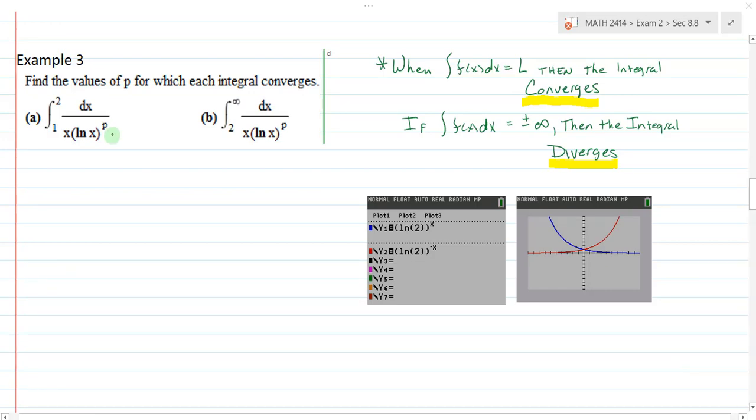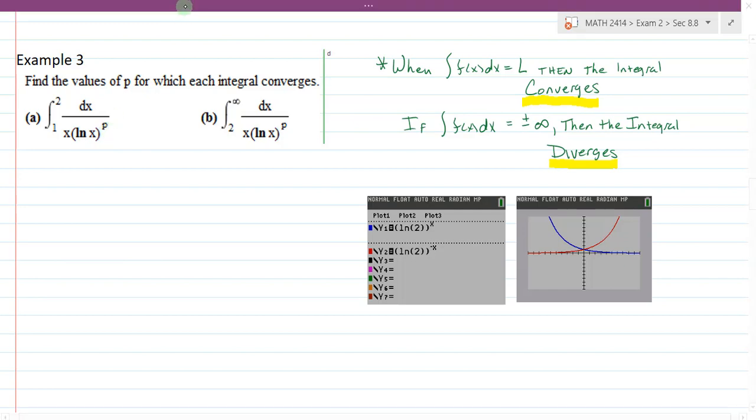In example 3, we're asked to find the values of p for which each integral converges. P is a constant, so we're going to treat p as if it were a constant because that's what it is. What I mean by does the integral converge is: is that integral equal to a number? Is it equal to a limit? If it is, then we say that the integral converges. However, if that integral is equal to either positive or negative infinity, then we say the integral diverges. So we're asked to evaluate this integral and find the values of p for which this integral converges.